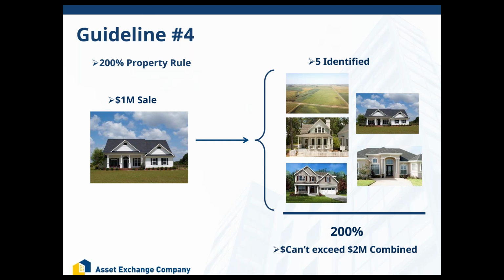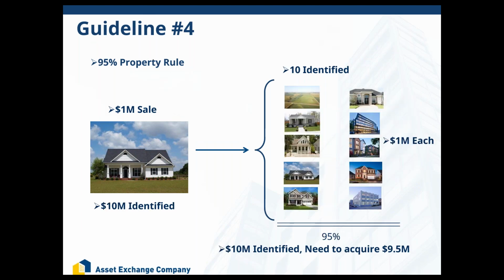So in this example, the combined purchase prices of all five of those properties cannot exceed $2 million. Now, you may be asking yourself, where's it getting the $2 million from? We sold for $1 million. So 200% of that $1 million sales price, or two times that $1 million sales price, is how much? $2 million. So that's where we're getting the $2 million from. I think this is pretty straightforward. Hopefully everybody gets it.